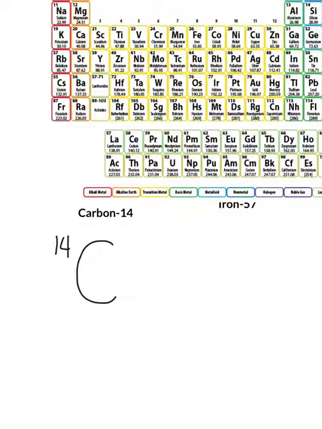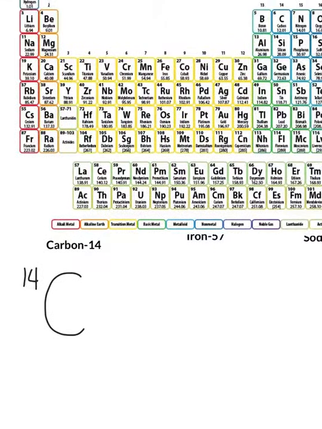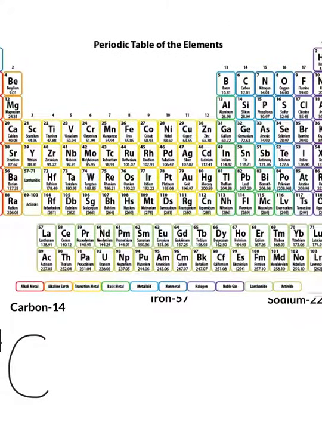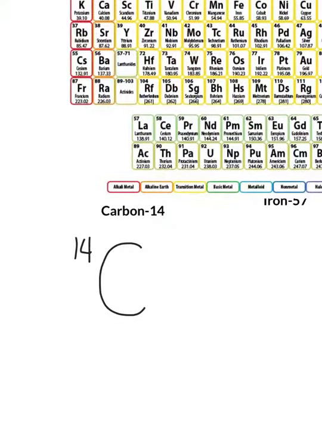Then the next step is we're going to go back to the periodic table. We're going to find carbon again, and we need to figure out how many protons there are in carbon. If I look at carbon in the top left corner, there are 6 protons in carbon. So if I go back over here, down at the bottom below the 14, I'm going to draw a 6. So this is the isotope symbol for carbon-14.